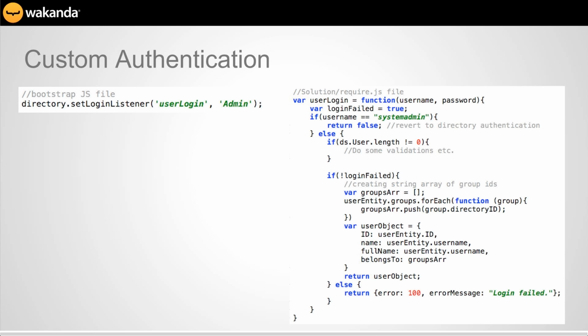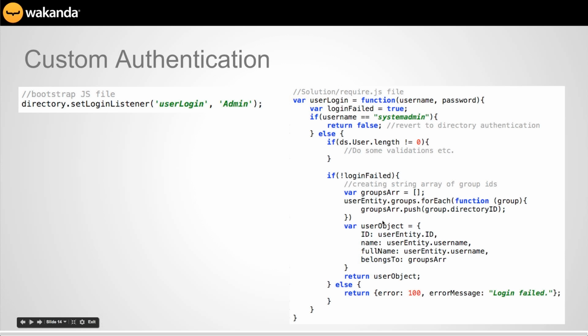As soon as you try to log into the system, you essentially define your function that handles logins, and you give it a permission group. In this case, I gave it admin. So just a quick run through. You get a username and password as your parameters, obviously. So we're going to go through here and check if this is the system admin. We're going to return false, and what that does is it reverts back to the built-in directory and tries to use it to authenticate. And else you can set up all your rules.